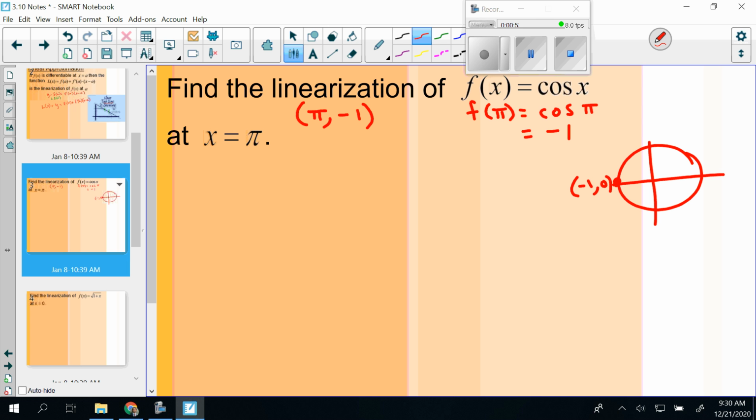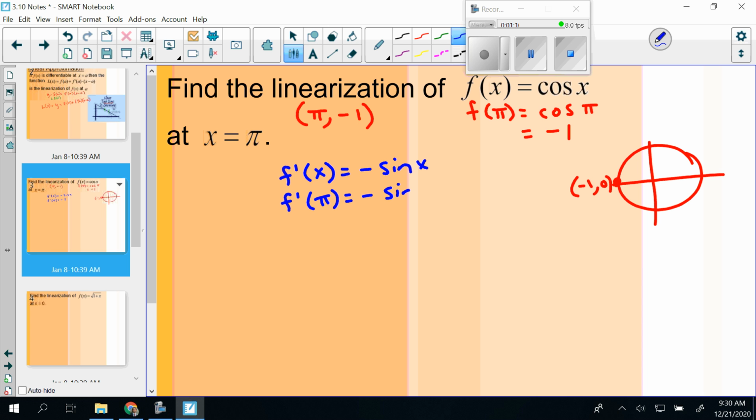Okay, now we also need our slope. In order to get our slope, we need to find the derivative here. So the derivative of cosine is negative sine. We don't want just negative sine though. That's the general slope equation. We want it specifically at pi here. So now we want to plug in pi. Let's see what this equals.